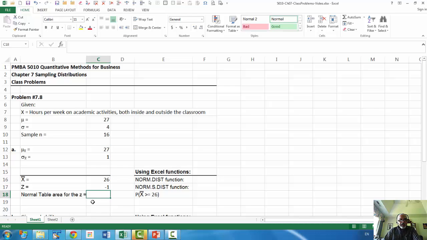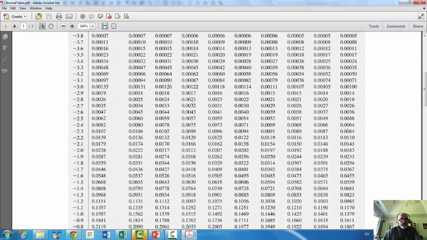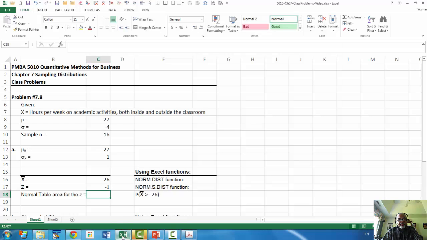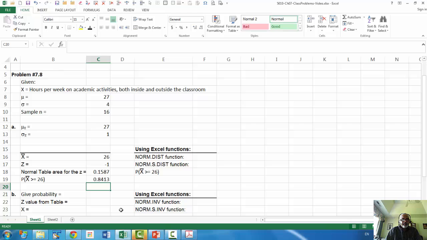Now we can go to the normal table. And minus 1 is 0.1587, that's the cumulative distribution. That is 26 and below. But what we want is the probability for x bar greater than or equal to 26. So we need to go 1 minus that. So that's the answer. Now we can of course use Excel functions.